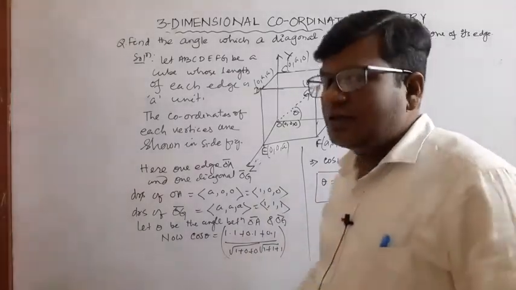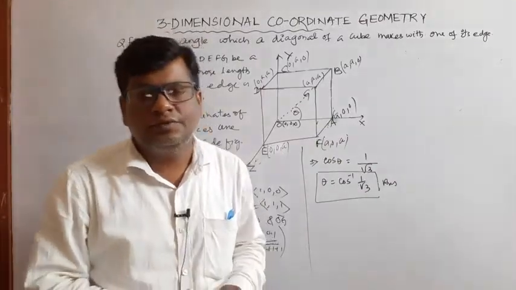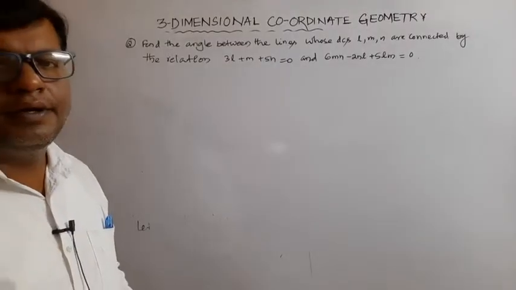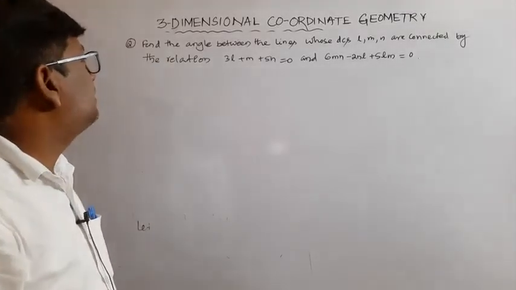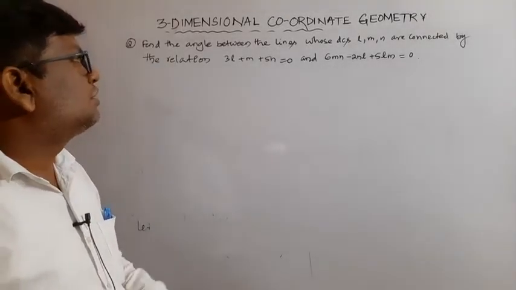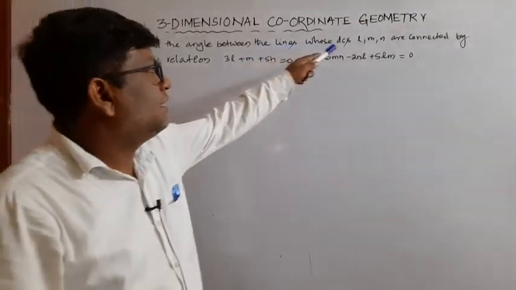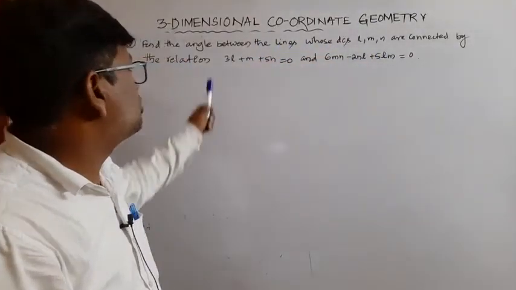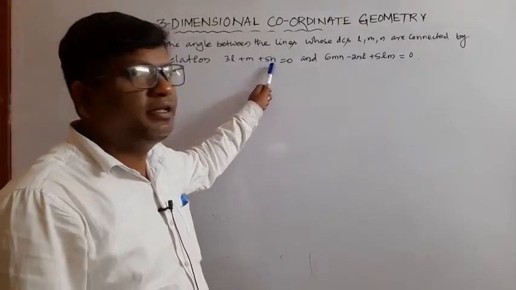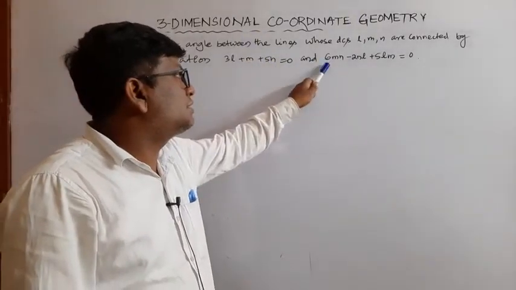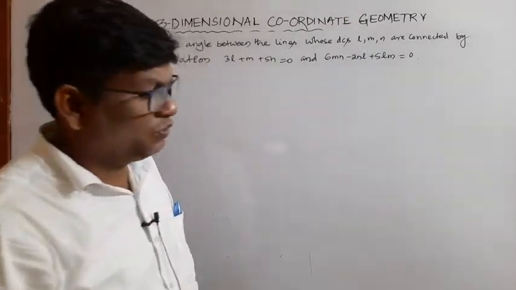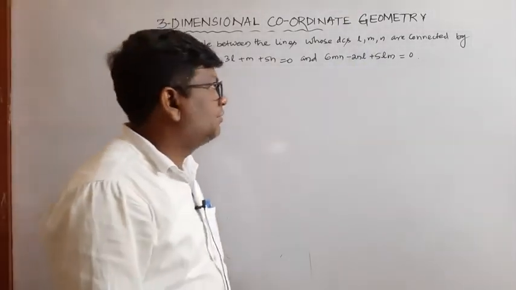Now another question. Here the question is: find the angle between the lines whose DCs L, M and N are connected by the relations 3L plus M plus 5N equal to 0 and 6MN minus 2NL plus 5LM is equal to 0. This is the question.